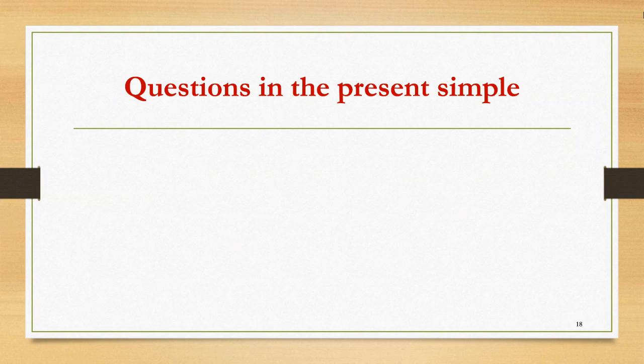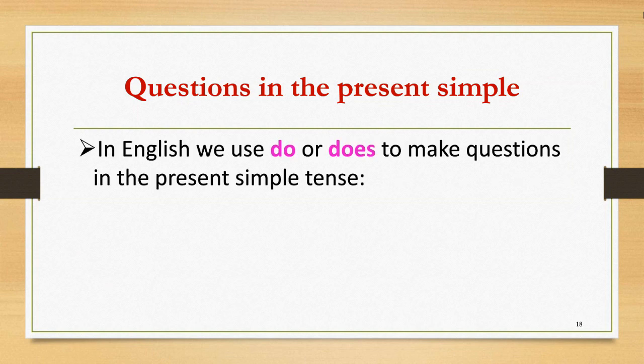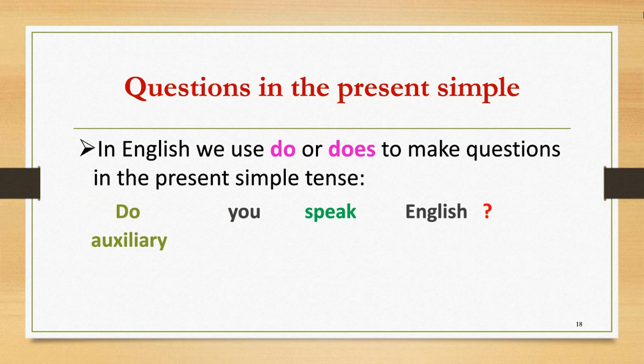Now let's look at how we make questions in the present simple. If somebody asks, do you speak English? So in English, we use do and does to make questions in the present simple tense. For example, do you speak English? We have the auxiliary do, the subject you, the verb at its infinitive form, and we add the question mark at the end.